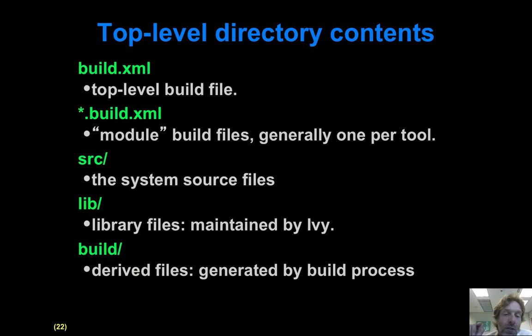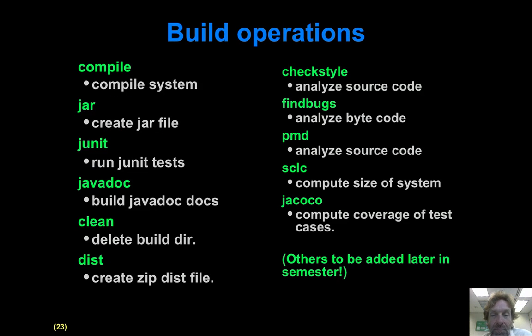Then we'll have a source directory where the source files are, a lib directory where Ivy is going to put the executables for any third-party libraries that are required by this system. And then we'll have a build directory where Ant is going to place any of the files that are generated through the various tasks that we invoke in the system. That's basically it in a nutshell. A lot of different build operations: compiling, creating jar files, running JUnit, doing JavaDocs, and so on and so forth. Lots and lots of different ones.